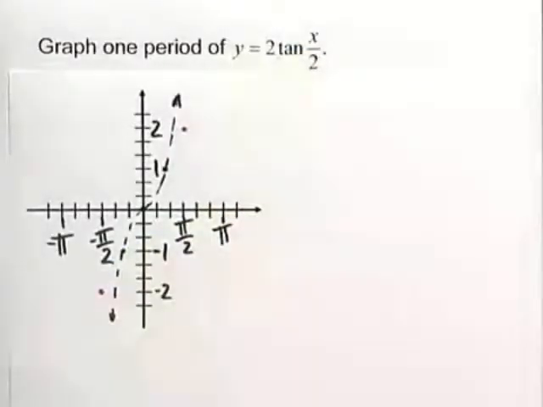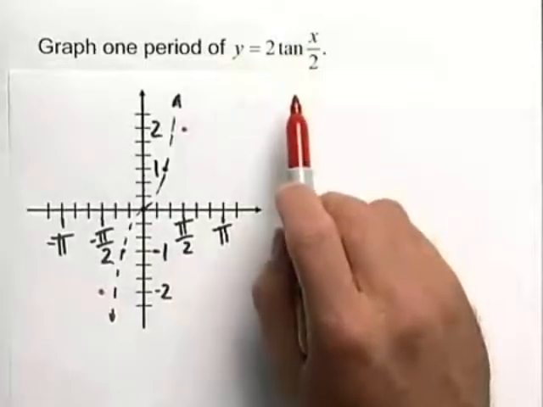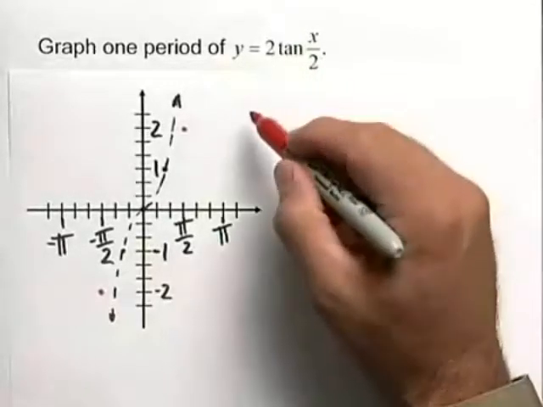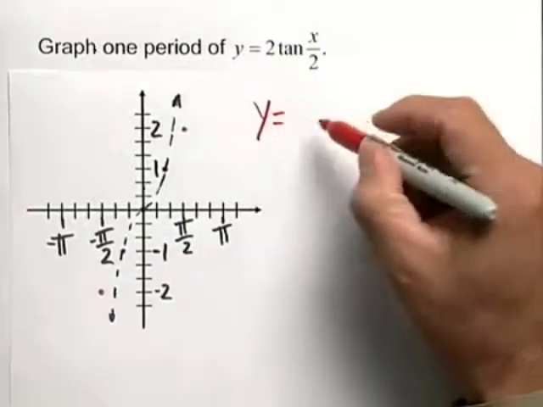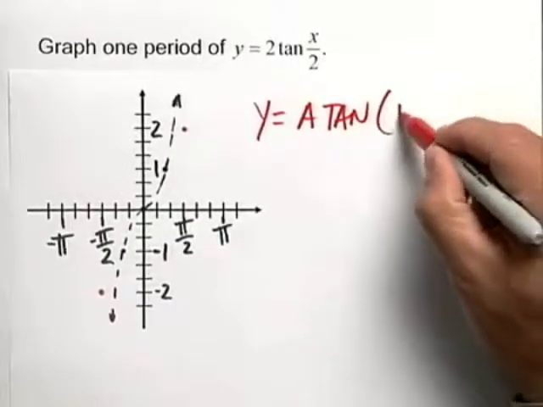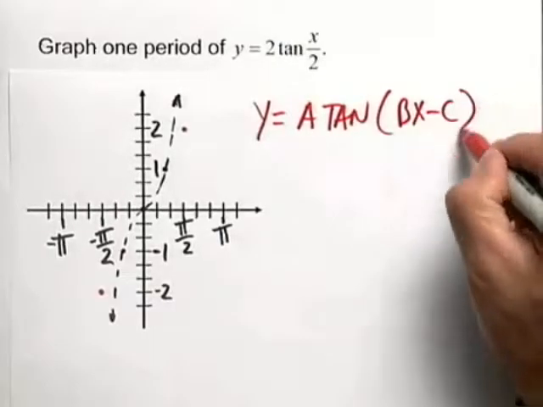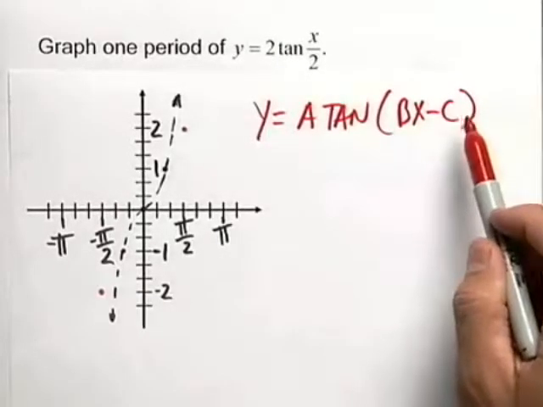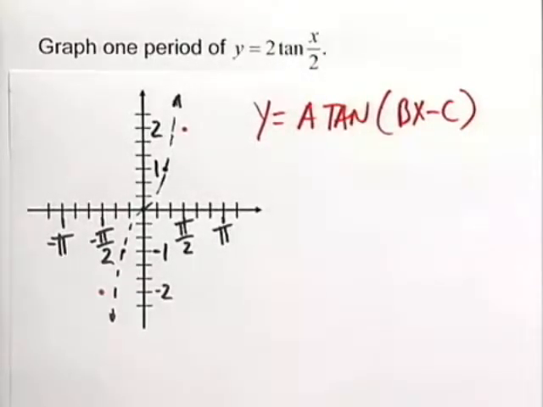Let's consider the graph of a tangent function. We have y is equal to 2 times the tangent of x over 2. This is of our general form, y equals a times the tangent of the quantity bx minus c. Now notice c is 0 in this case because we have no addition or subtraction inside.